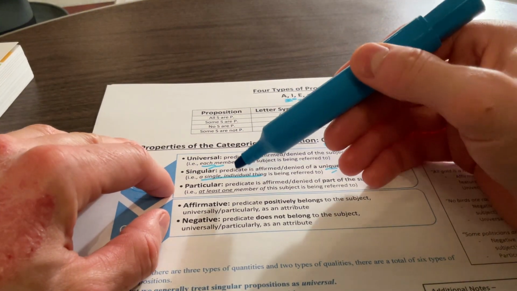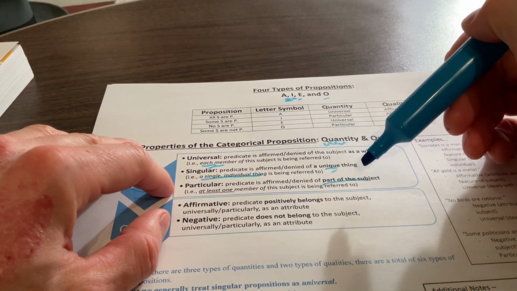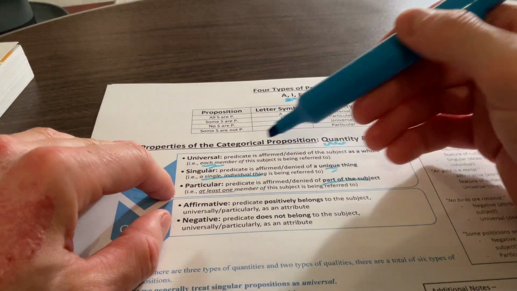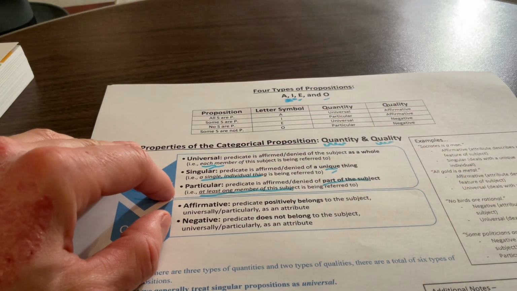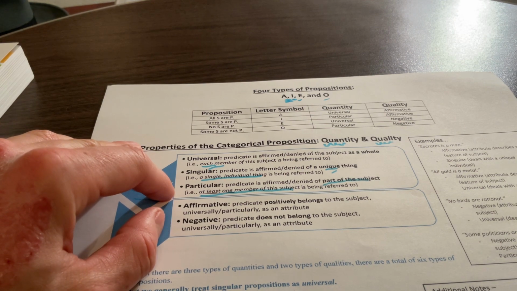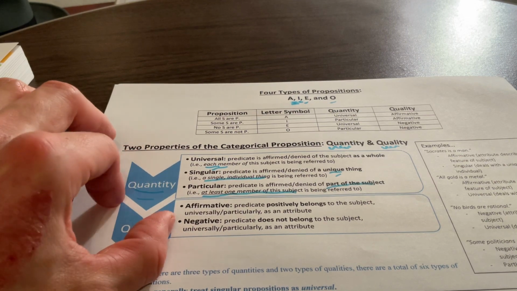And finally, a particular proposition, the predicate is affirmed or denied of part of the subject. Or maybe better put, at least one member of this subject is being referred to. So if I say that some men are virtuous, I'm saying there's at least one man that is virtuous, at least one. It could be all of them are, but I'm just saying at least one. So we have this feature, this property of quantity.